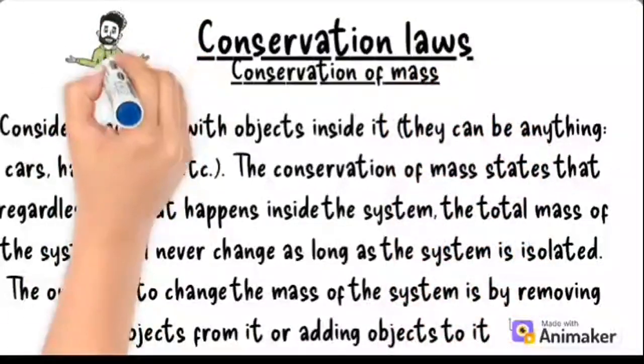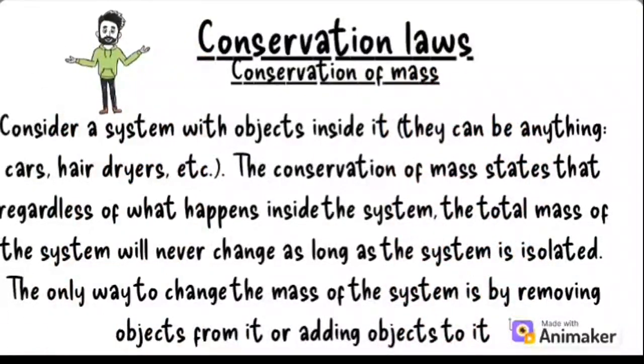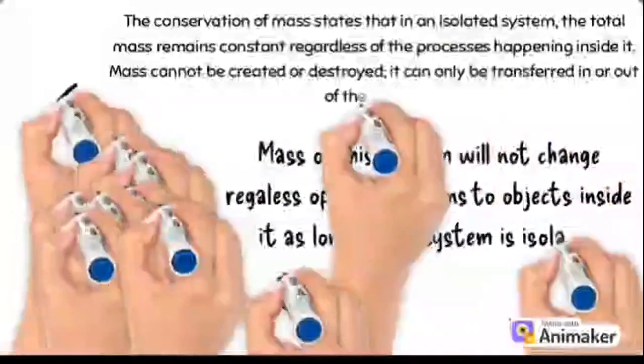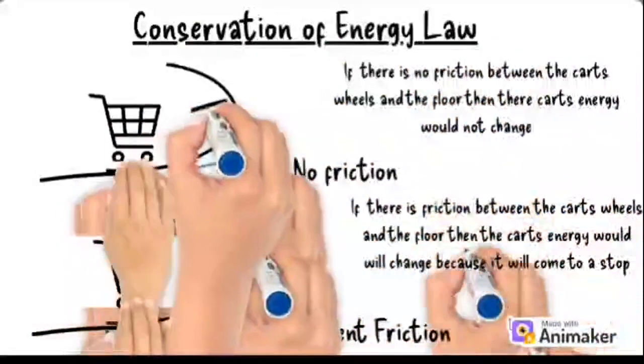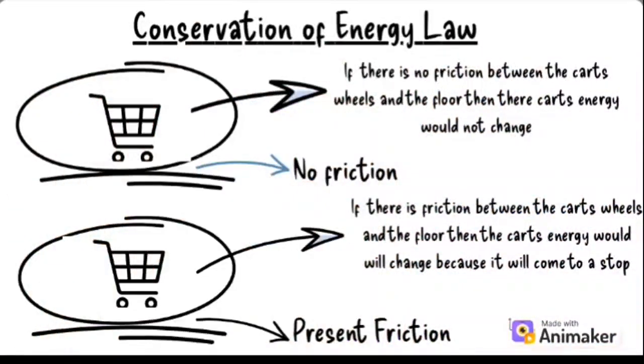Moving on to the main topic of the video, conservation laws, let us start by looking at the conservation of mass law. Consider a system with objects inside it. They can be anything, cars, hair dryers, etc. The conservation of mass states that regardless of what happens inside the system, the total mass of the system will never change as long as the system is isolated. The only way to change the mass of the system is by removing objects from it or adding objects to it.